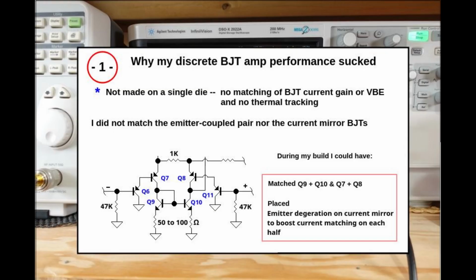When I breadboarded the circuit, I did not match the emitter-coupled pair nor the current mirror transistors. Further, I probably should have added emitter degeneration resistors to the emitters of Q9 and Q10 to boost current matching in the current mirror. I didn't really want to deviate from the LM386 circuit too much, but normally I would do this in a homebrew current mirror for an amplifier.